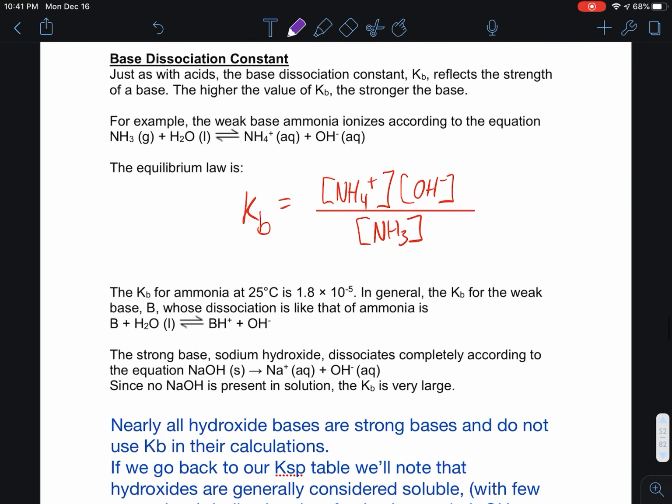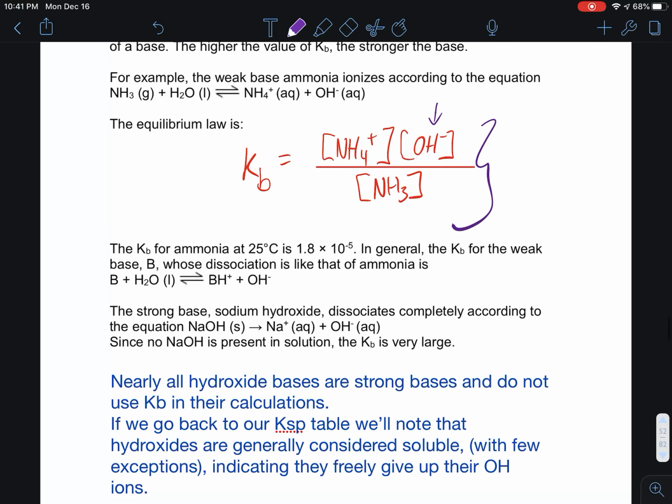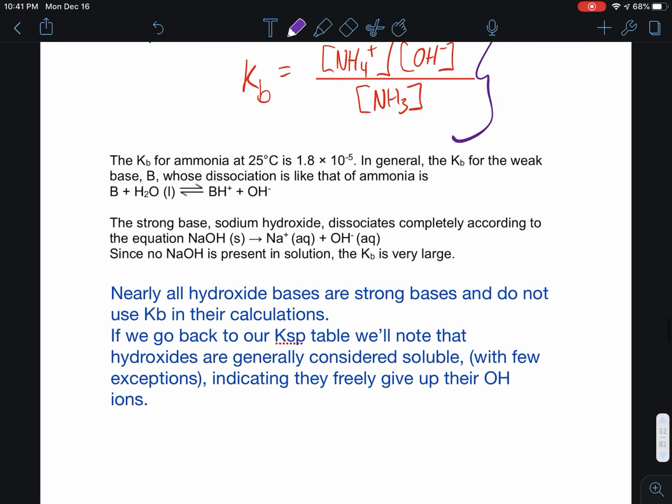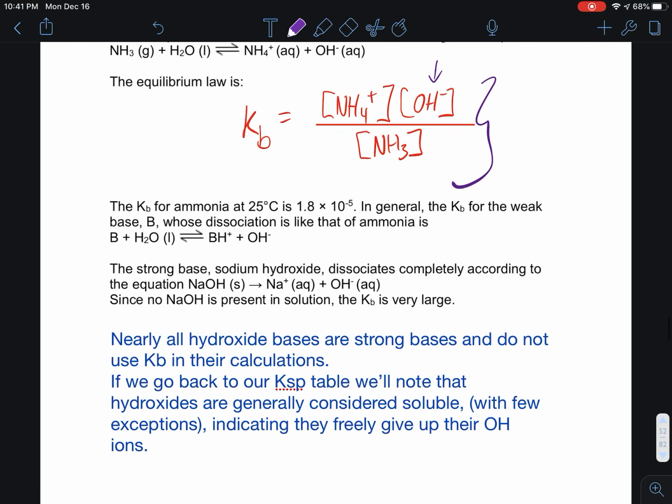Let's get into it. You can also create a Kb. This is simply an equilibrium expression that has a base in it. You're always going to have a hydroxide up here, and then you'll have the other parts. Good news is that in this course, we're almost exclusively going to be using ammonia. That's just how things shake out. There aren't quite that many weak bases that we can use, so it'll be ammonia or some generic base probably.